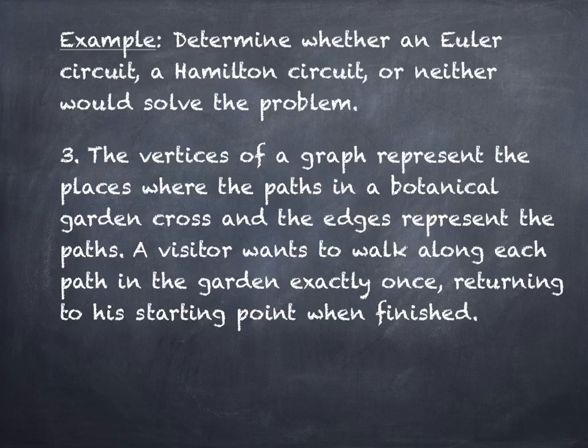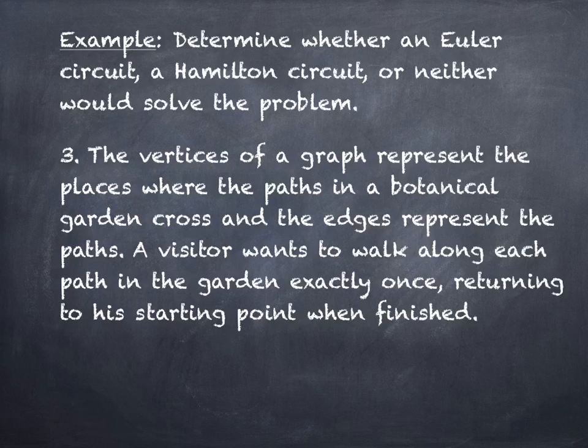It says determine whether an Euler circuit, a Hamilton circuit, or neither would solve the problem. Okay, so we've got an example. I gave you an example of a Hamilton circuit a little bit ago when we were talking about a golf tournament scramble. The vertices of a graph represent the places where the paths in a botanical garden cross. Okay, so this isn't the overlaid highways in Texas, right? Every time they cross, it's really a vertex. That's what this says. Did you guys catch that? These are actually the sidewalks crossing on the ground. And then it says the edges represent the paths, that is the sidewalks.